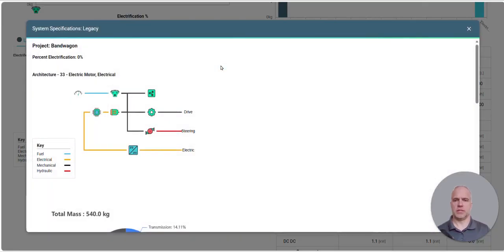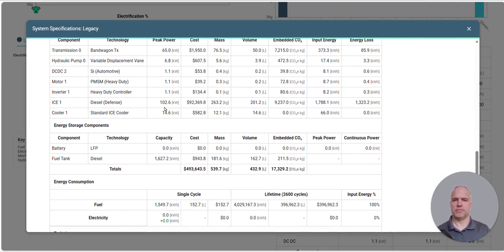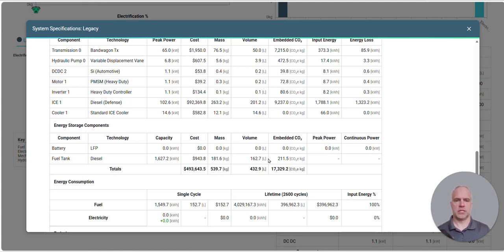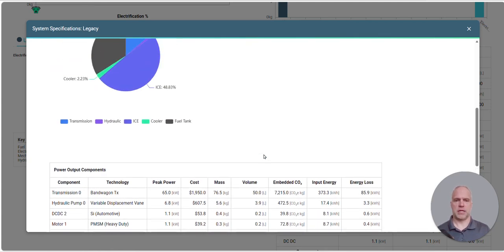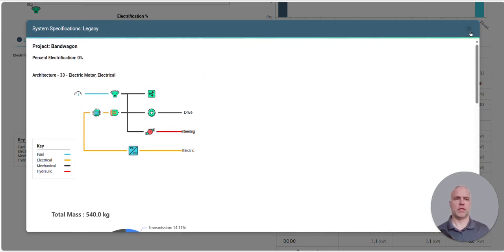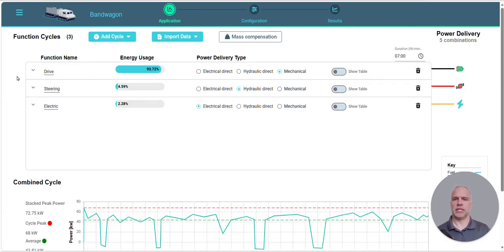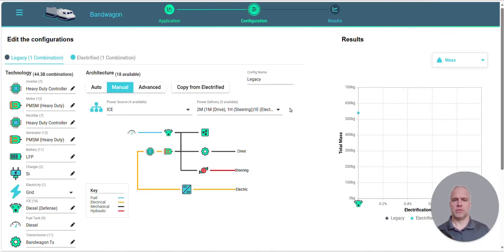If I look at the engine, it was basically a 100 kilowatt engine that consumes 160 liters. That matched up with my target pretty well, so I'm happy with the reverse engineering of the legacy ICE powertrain. So once we have that configuration, this is what I believe the legacy is. Now it's time to explore options, maybe electrified. So I created an electrified option.